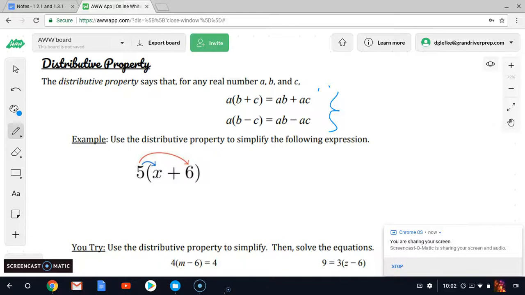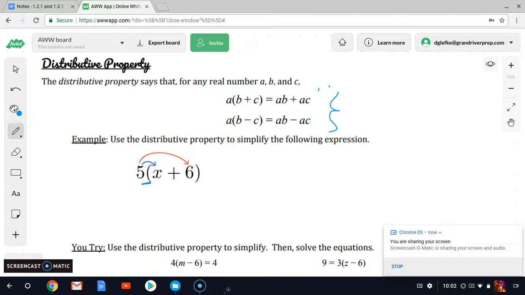And the distributive property is when we have parentheses and there's something on the outside of the parentheses. So if we look, this 5 is squished right next to the parentheses here. That means it's being multiplied. And it's being multiplied by everything inside the parentheses. So that's why there's 2 arrows, because we have to multiply it not only to the x, but also to the 6.